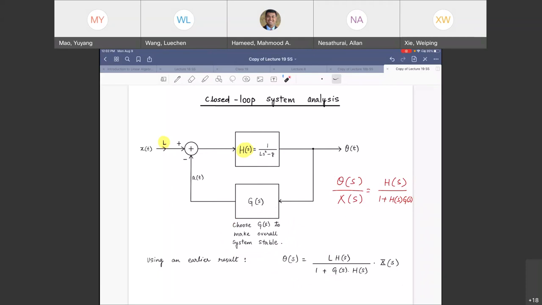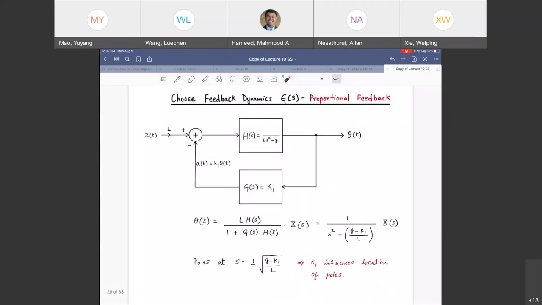So far so good. The motivation is there. We are trying to find the best G of s that is possible. We already described the three options that we are going to start off with. The first one is what? Choose feedback dynamics. First approach, proportional feedback. Let us accelerate the cart proportional to the angle theta of t. Bigger the angle, bigger the acceleration. Smaller the angle, smaller the acceleration. All right, let's see if we can stabilize with that.